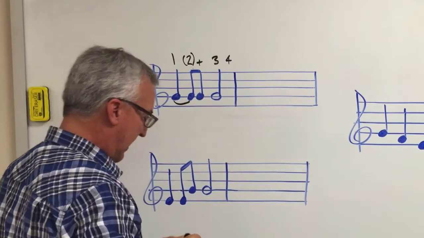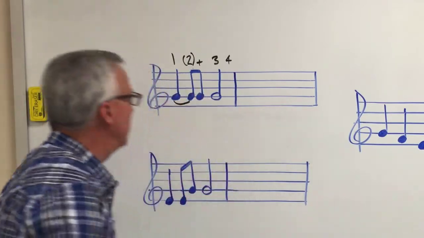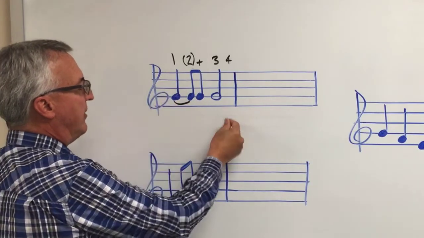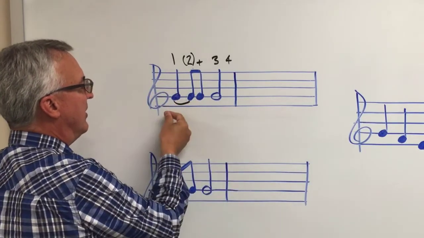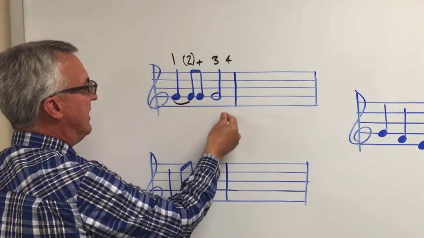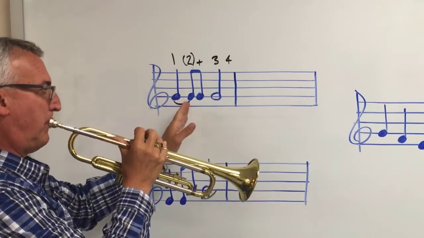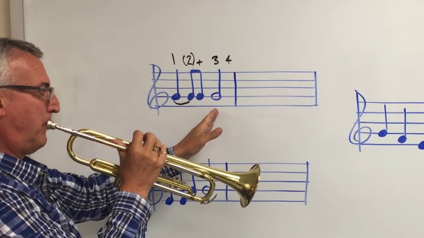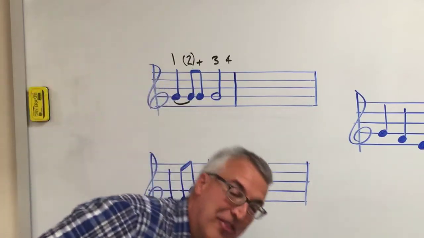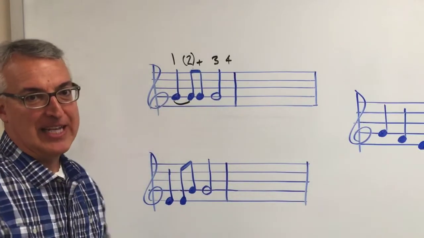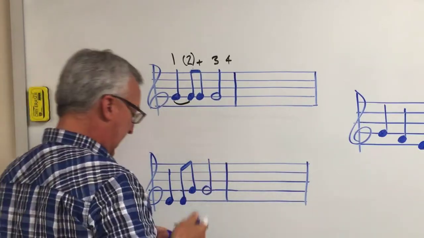All right, so let me play that for you. Right, counting it or snapping, it'd be 1, 2, and 3, 4. And now it sounds like this. Well, that's the sound of 1.5 beats of music, and that's exactly what a dotted quarter note is. It's 1.5 beats of music.